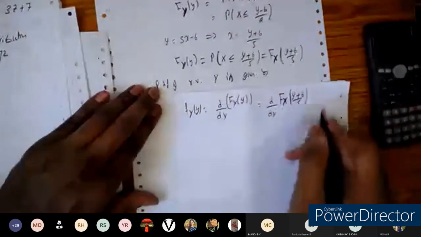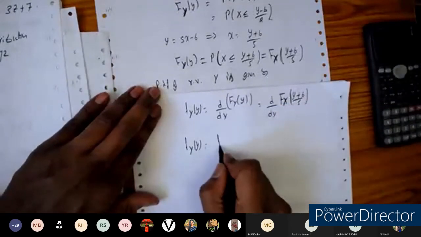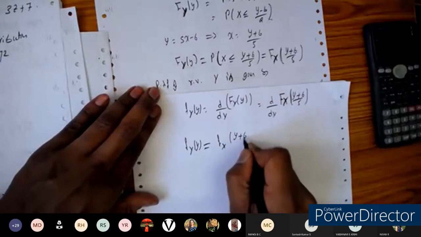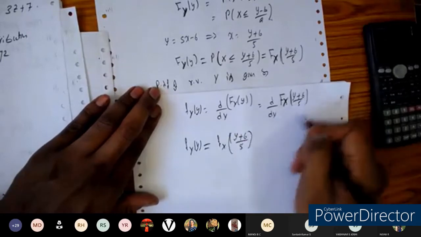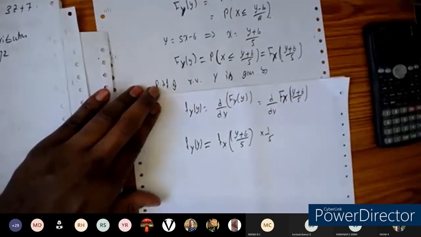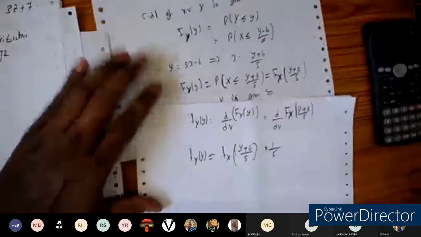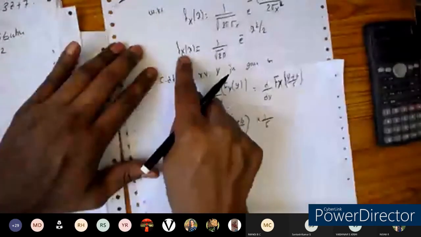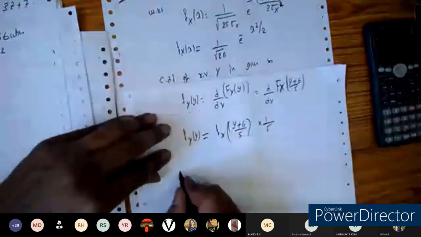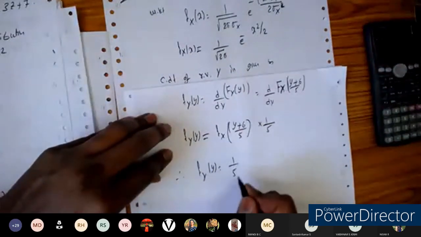Done. Now the differentiation of capital F_X is small f_X of (y plus 6) divided by 5, and the differentiation of (y plus 6) divided by 5 is 1 by 5. Now let us substitute. We have f_X of x here, so wherever x is there, we can replace it with (y plus 6) by 5. Therefore, f_Y(y) is equal to 1 by 5, we are going to scale it here.